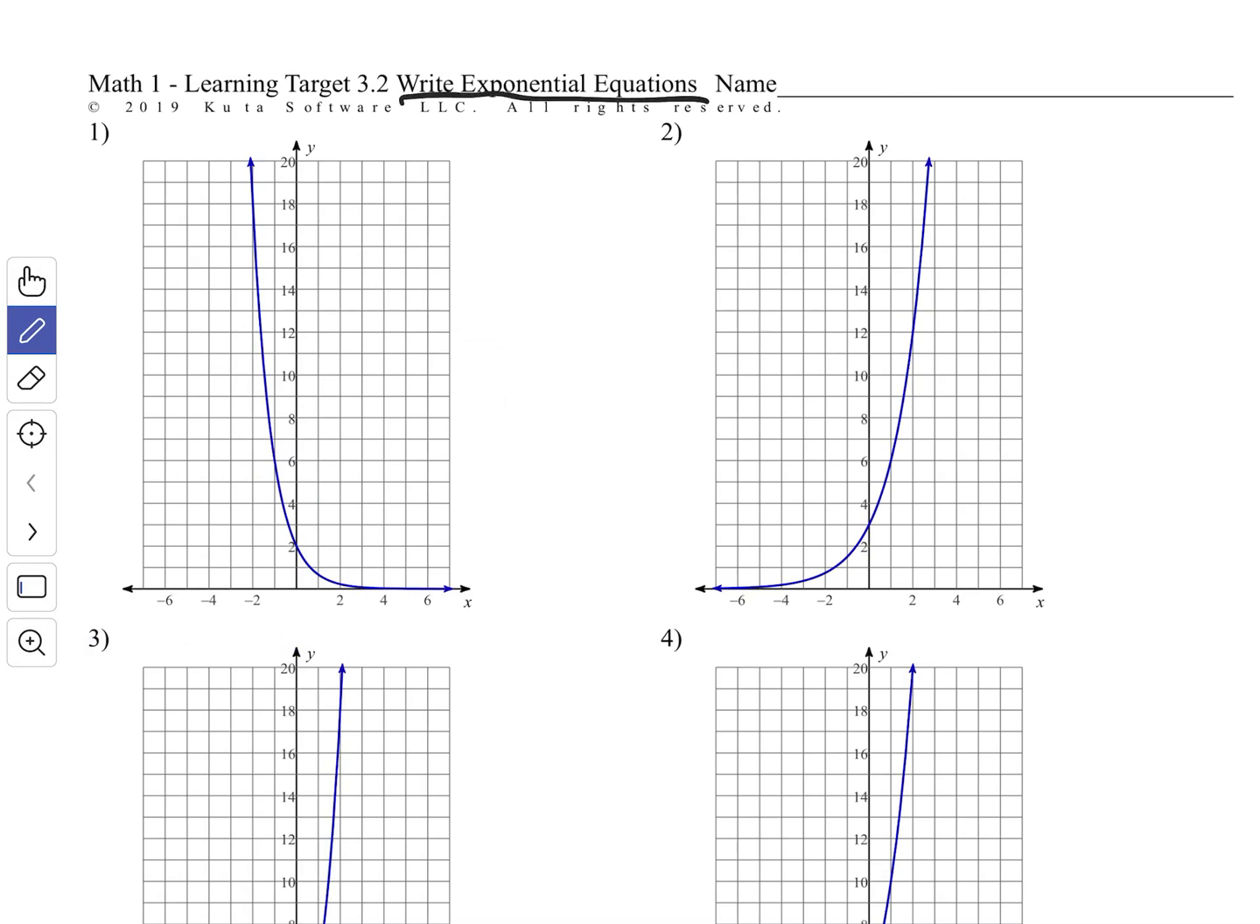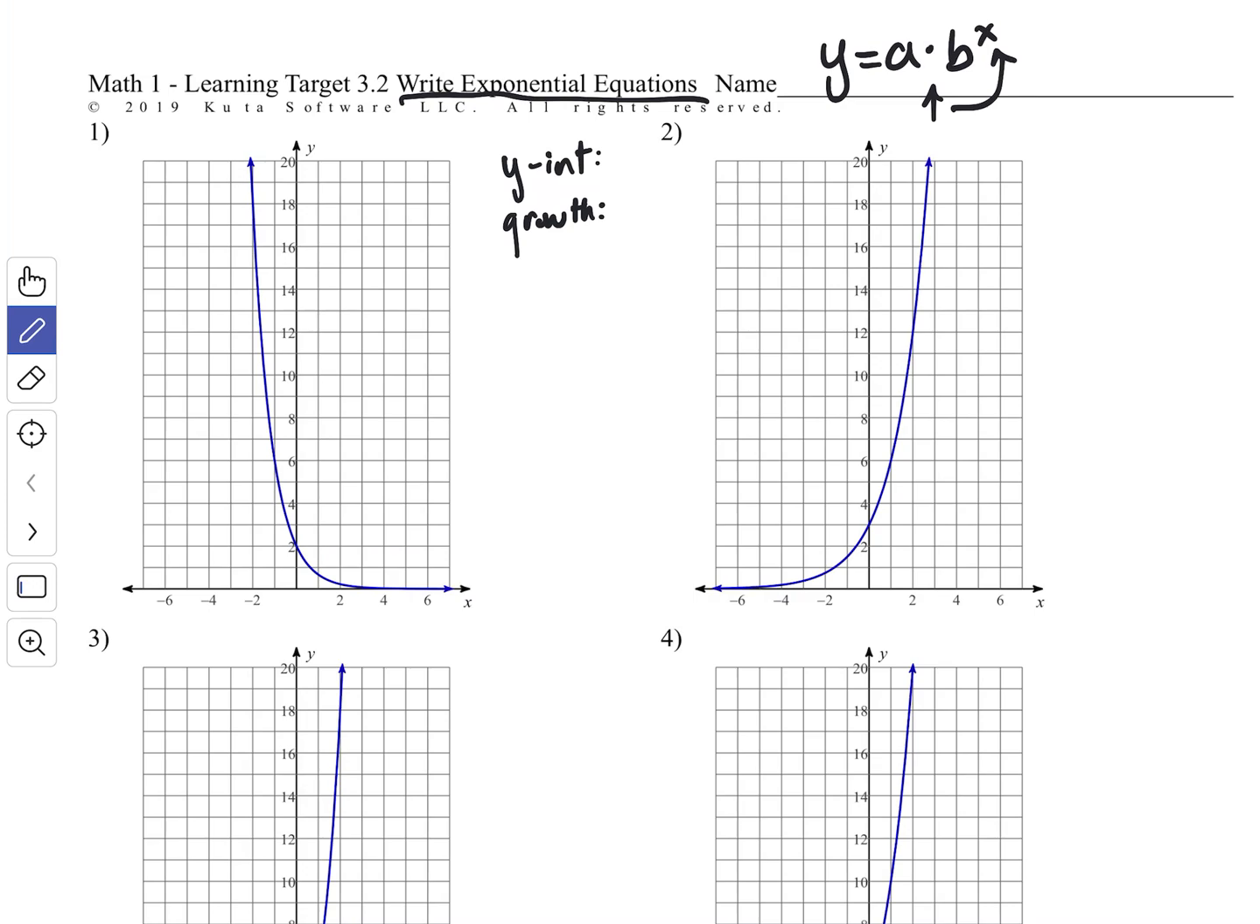Okay, so we need two things. We need our y-intercept, where it starts. We also need to know how it's growing, right? That constant ratio. And then we put it in the formula, y equals a times b to the x, because we're going to be multiplying, or in some cases dividing. Our x is an exponent.